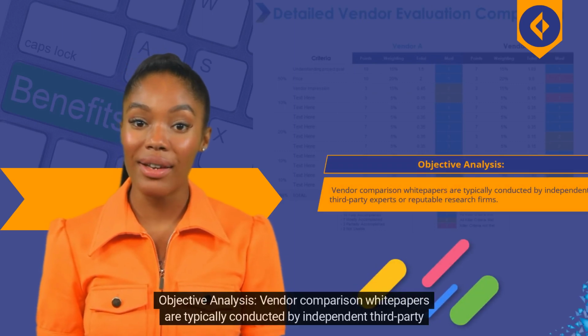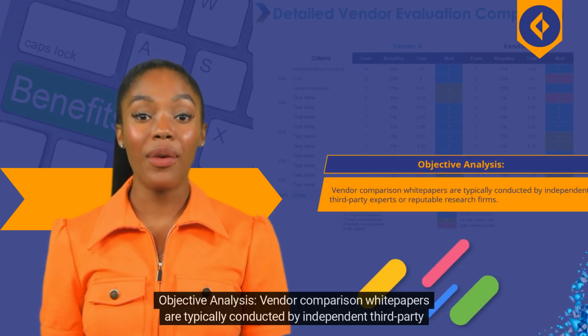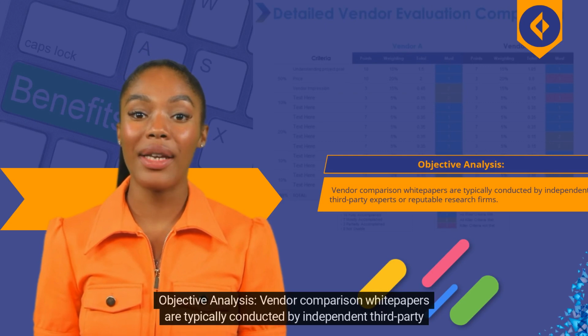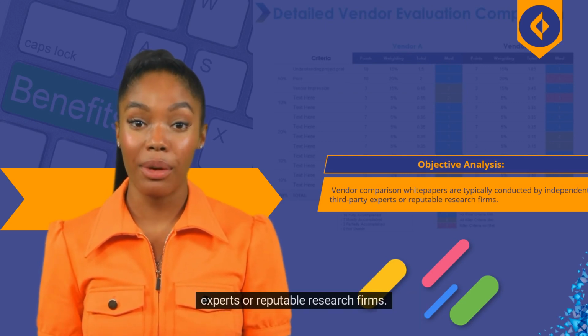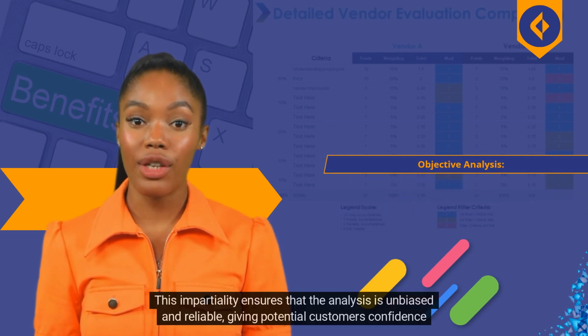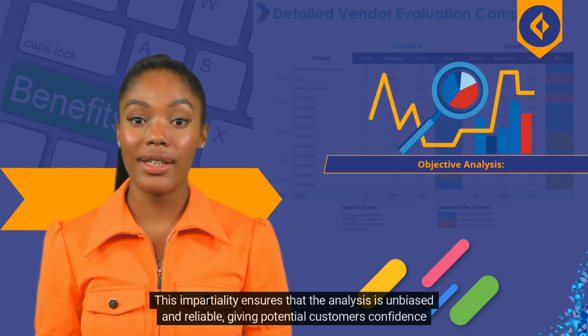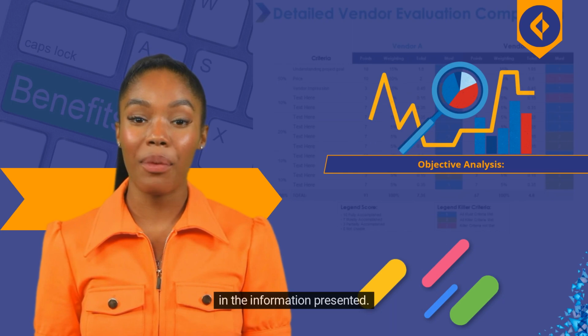Objective analysis. Vendor comparison white papers are typically conducted by independent third-party experts or reputable research firms. This impartiality ensures that the analysis is unbiased and reliable, giving potential customers confidence in the information presented.